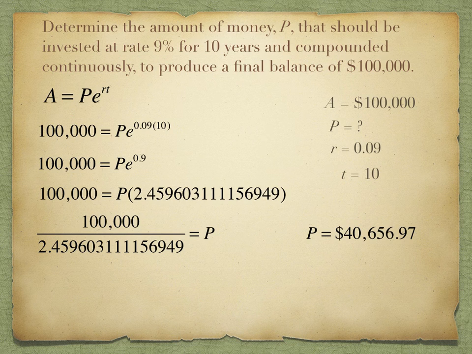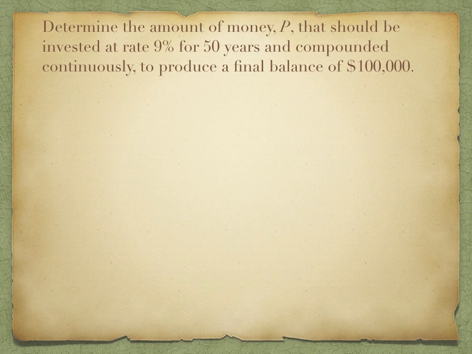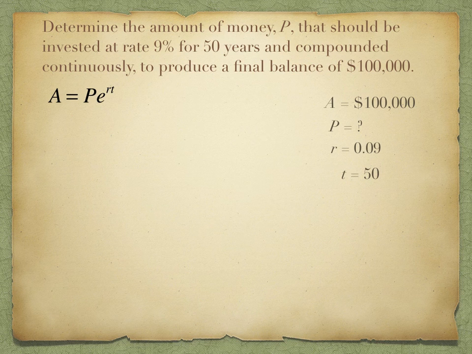Now I wonder, how much money would we need to invest at the same interest rate to produce the same final balance, but instead of 10 years, for 50 years. So it's the same formula. The only thing that's different is T now equals 50. So of course we'll need to invest less money since the money is staying in the account for longer.